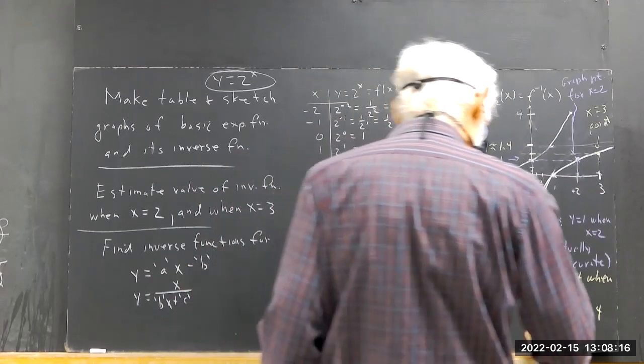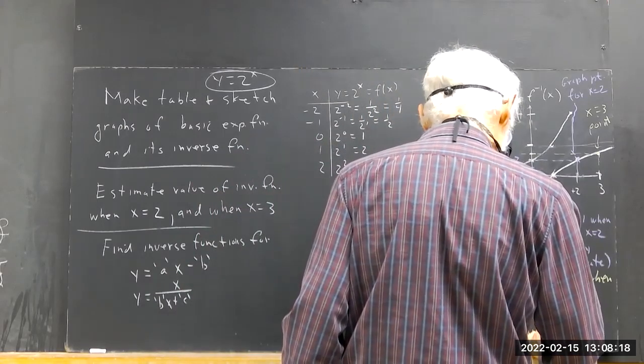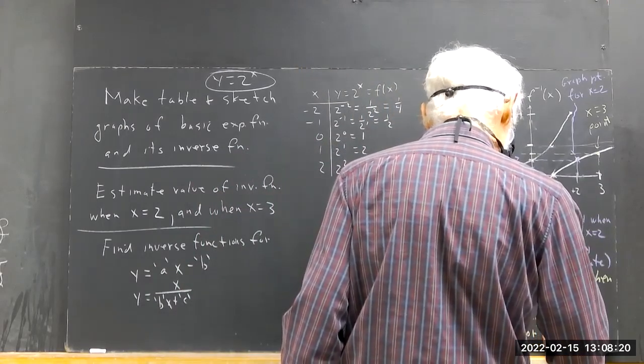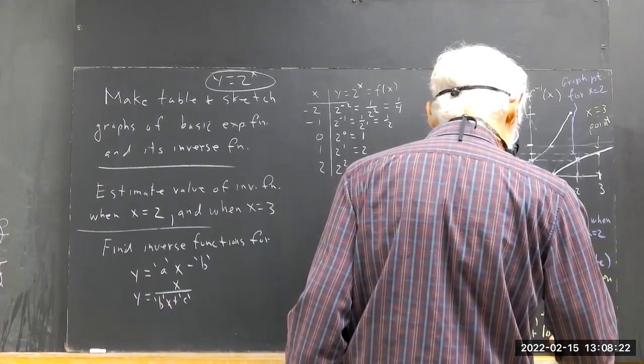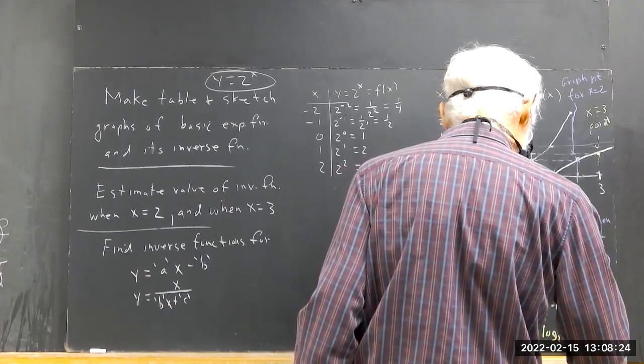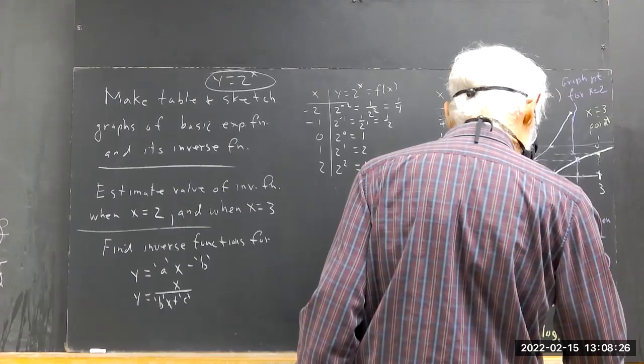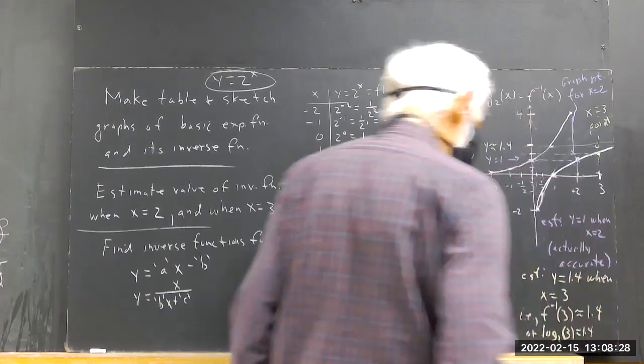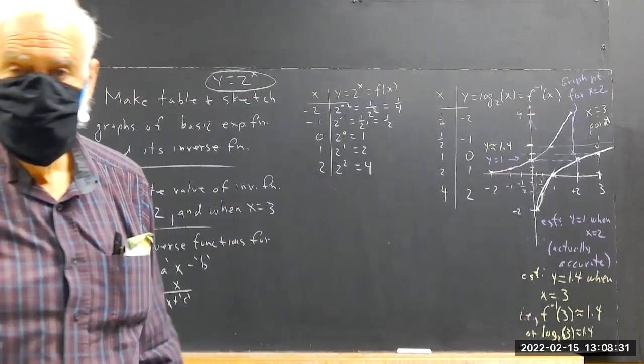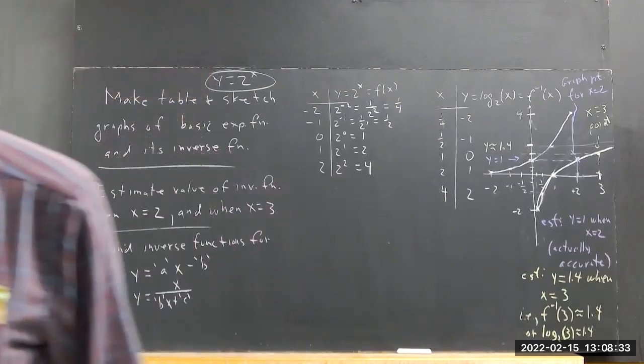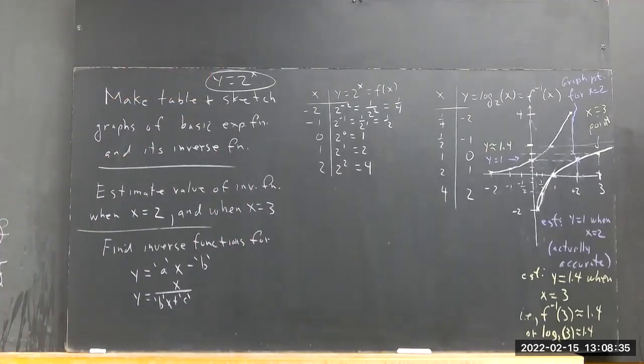Or even, if you know the name of the function, log base 2 of 3 is approximately 1.4. And your calculator is not going to do you any good with this graph, with these estimates. You don't know how to verify them.